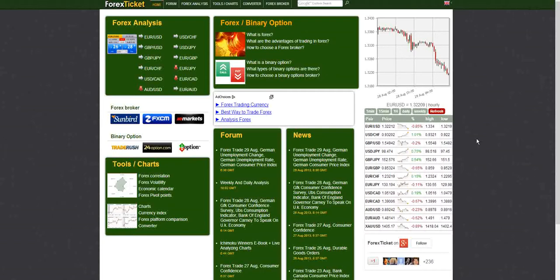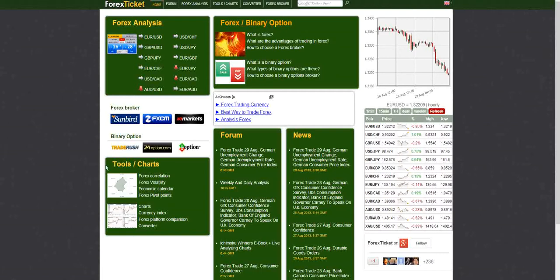Today what we're going to be looking at is some of the tools I use outside of MT4 or whatever platform you use, be it Thinkorswim or freestockcharts.com. It's some of the tools you can use outside of that to help you make educated decisions while you're trading. The website I'm looking at today is forexticket.co.uk.